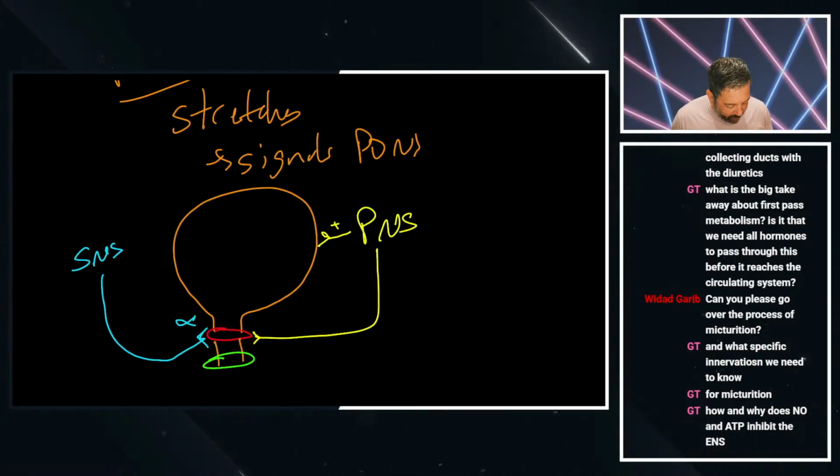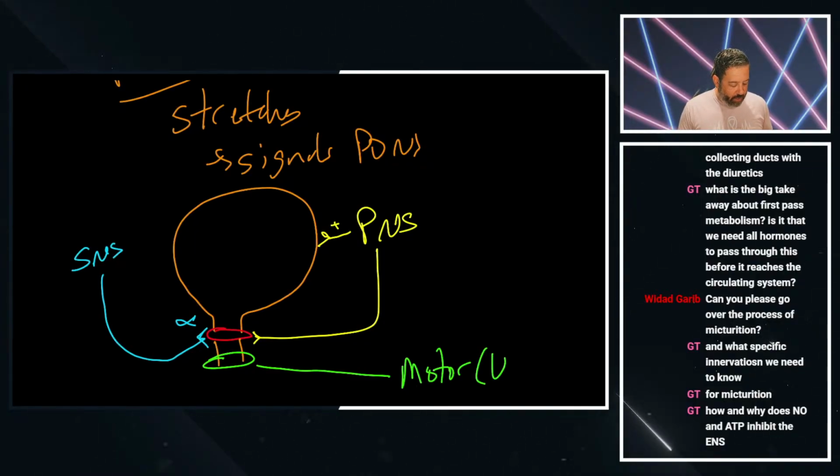But then it's going to hit the external sphincter. And the external sphincter is a motor, so it's under voluntary control. Okay, that is what we can control when you have to go to the bathroom really bad and you're trying to hold it. We can control that external sphincter to allow the flow of urine when we need it.